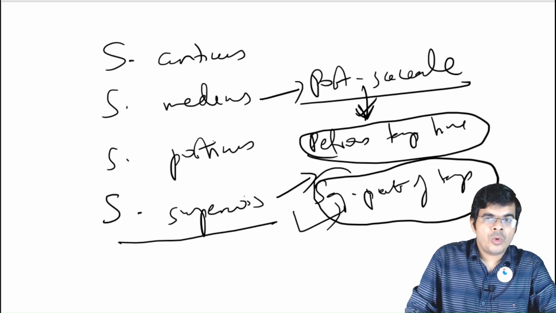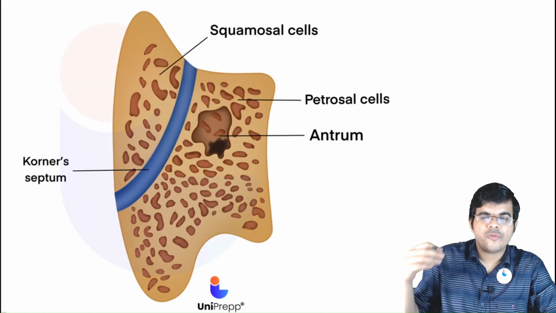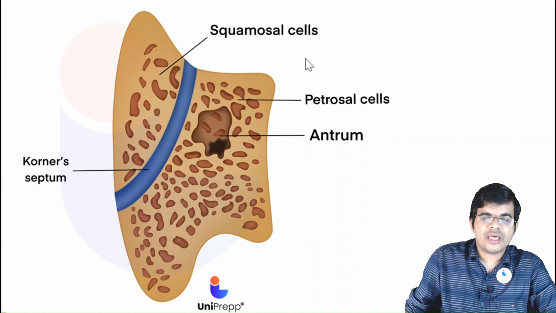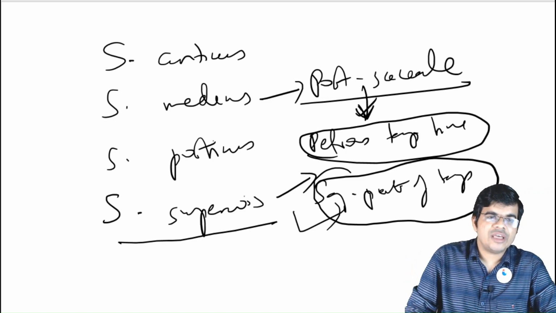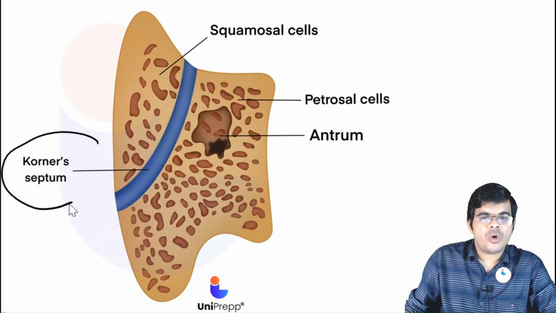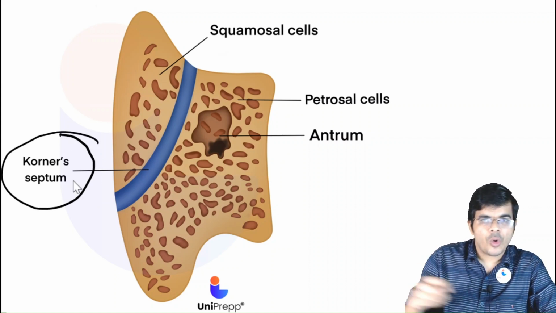Okay, now what happens when these join together? There will be a partition between them, right? And this partition later breaks down during development. Now if it fails to break down, as you can see here, that is the partition between the pars petrosa, or the posterior saccule of the saccus medius, and the saccus superior, what happens? There will be persistence of the partition, which is what is known as the Koerner's septum.